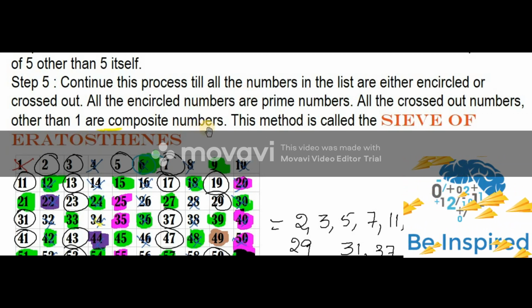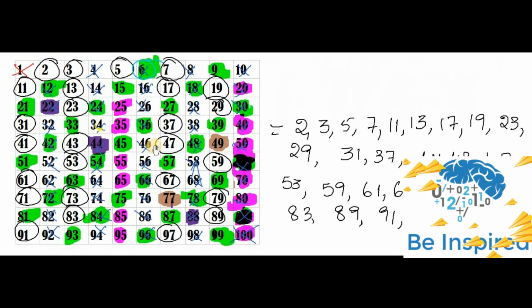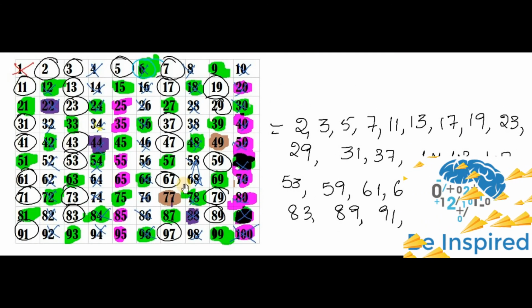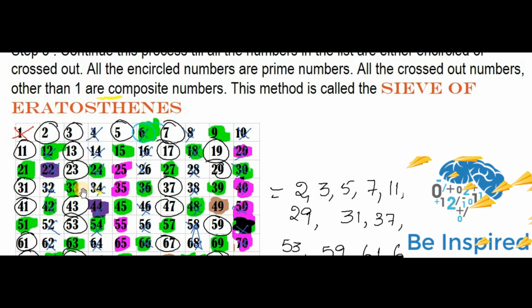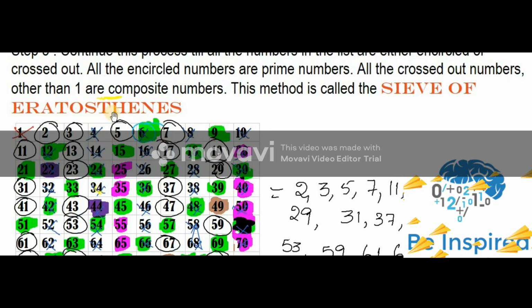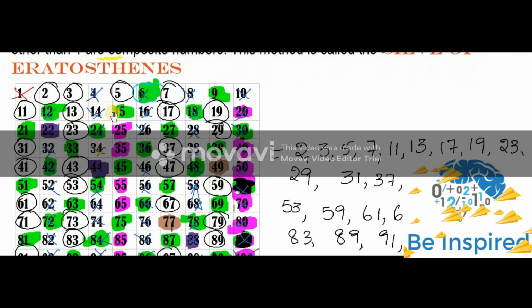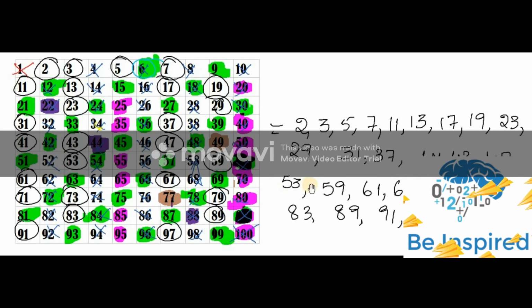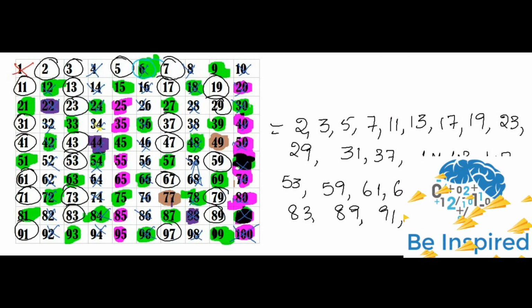This method is called the sieve of Eratosthenes. So the method which we tried just now, the striking of these numbers, is called the sieve of Eratosthenes. It is named after the Greek mathematician Eratosthenes. He created this method, so that is the reason it carries his name. By using this procedure, we can find all the prime numbers. This is a special method of finding prime numbers.